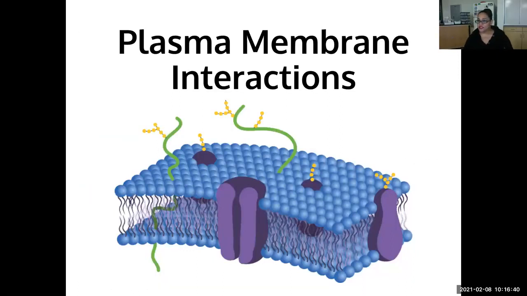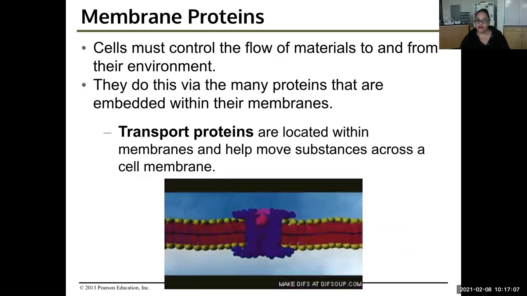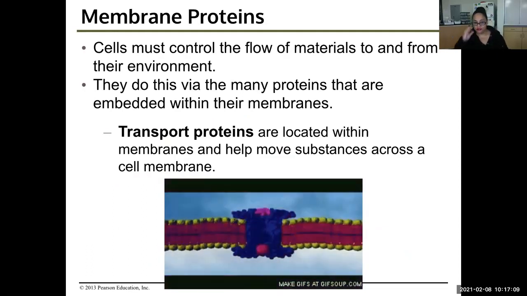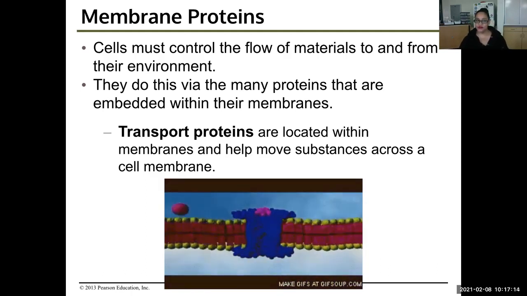Plasma membrane interactions is the next category of cellular work that we're going to talk about. We talked about the structure of the plasma membrane last time. All the little circles, the heads and tails of the phospholipids. The big purple things are transport proteins. And you have the carbohydrates, the ID tags, and then the cholesterol woven throughout it to make it stronger. But we're going to talk about the big purple things that were in that picture. Those are proteins, and they're used for transport.